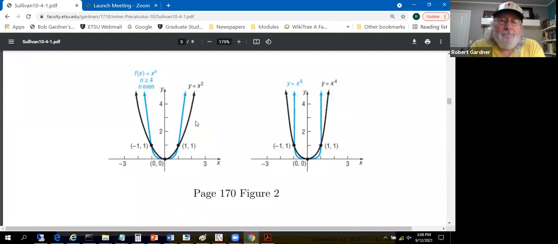Also, what's happening between x equals -1 and x equals 1 is, for the f of x equals x to the n function, where n is greater than 2 and even, that is n is greater than or equal to 4 and an integer, the points on the blue curve are closer to y equals 0 than the points on the black curve. If you think about it, somewhere over here is 1/2. If we take 1/2 squared, we get 1/4. But if we take 1/2 to the 4th power, we get 1/16, which is a lot smaller.